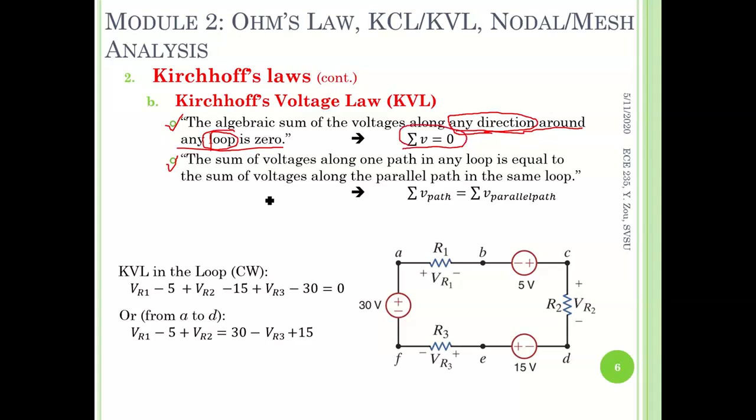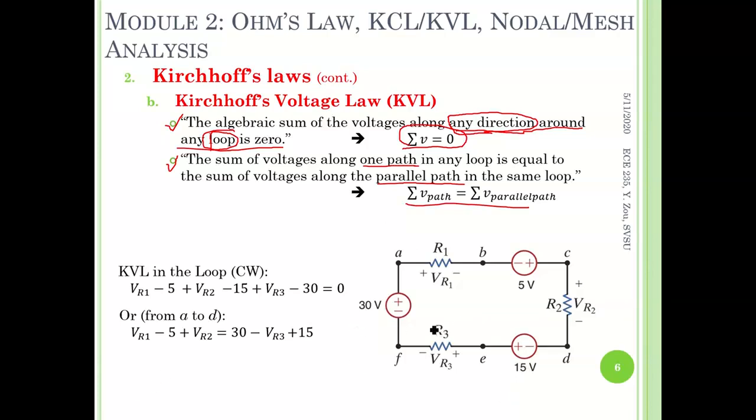An alternative way to describe pretty much the same equation is this: the sum of the voltages along one path in any loop equals the sum of the voltages along the parallel path in the same loop. So we're talking about two paths in the same loop. They are parallel. It sounds a little bit tricky, but we will see what they're really talking about with one simple single loop circuit below here.